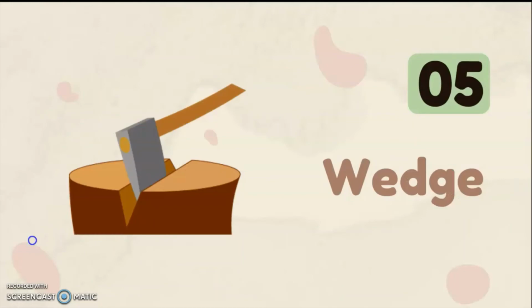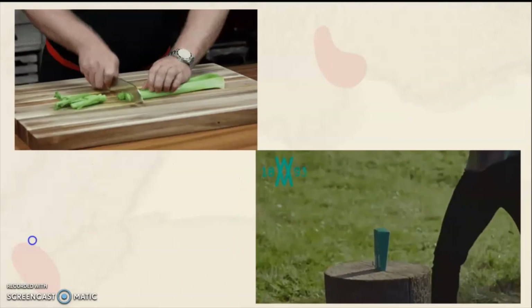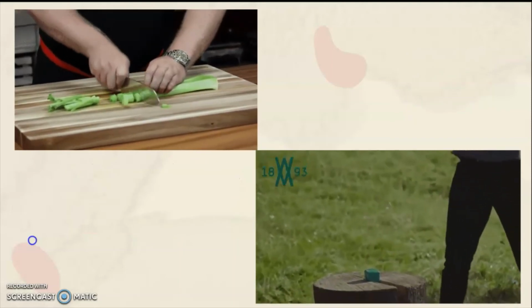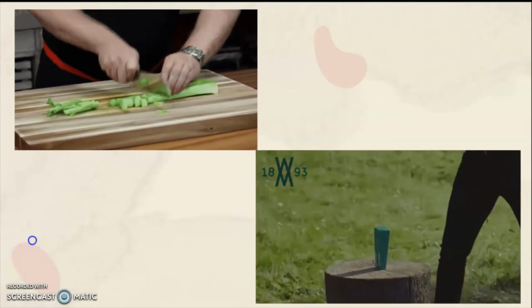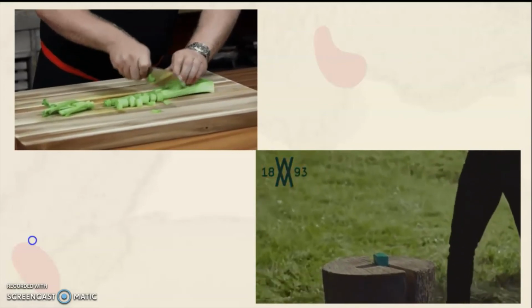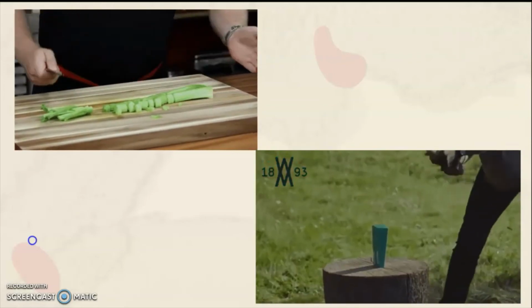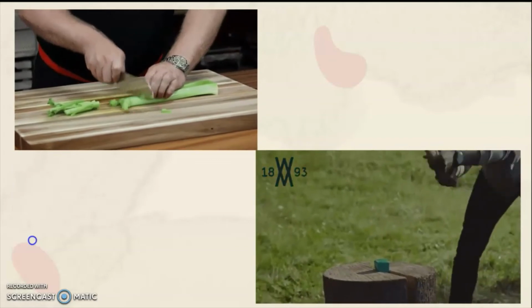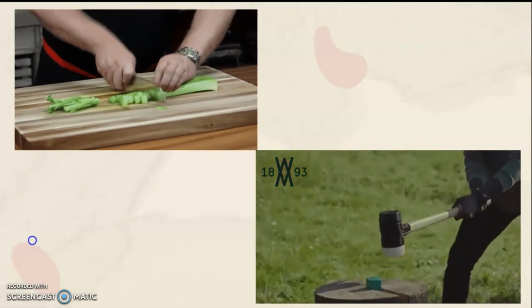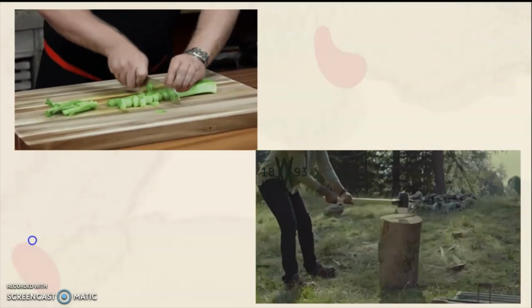Wedge is simply two inclined planes placed back to back. It is used to push two objects apart. A smaller force applied to the back of the wedge is converted to a greater force in a small area at the tip of the wedge. Examples: axes, knives, and chisels.